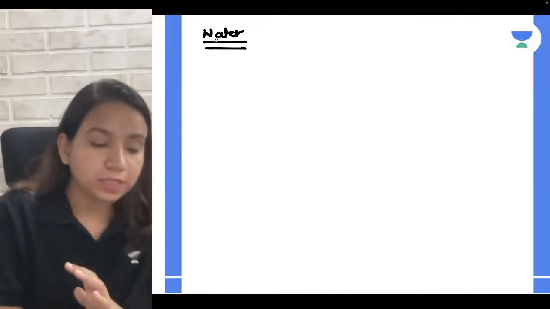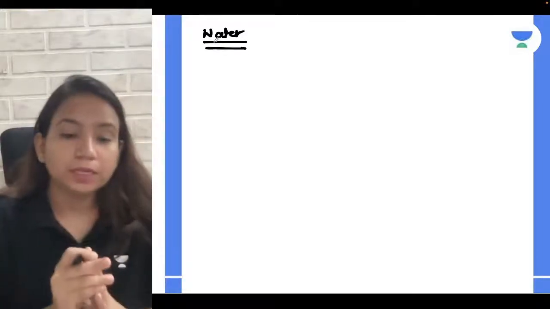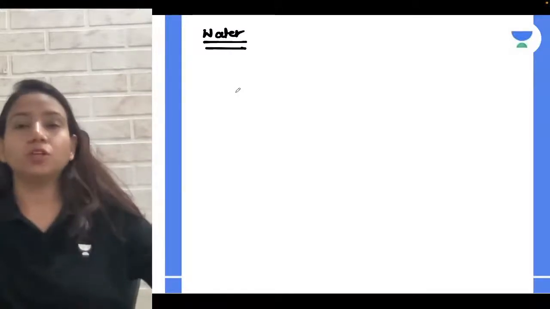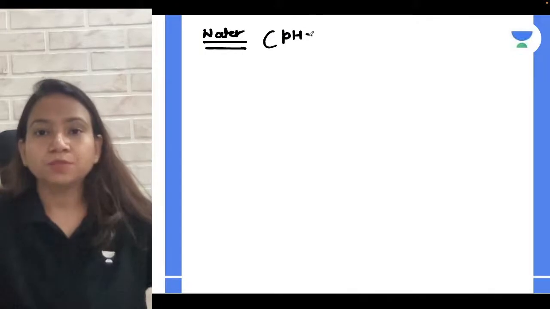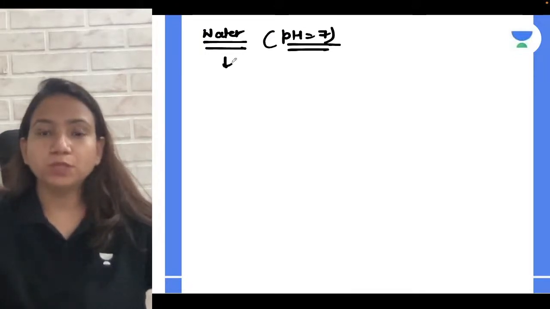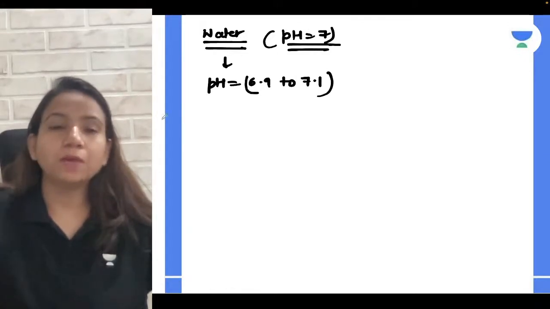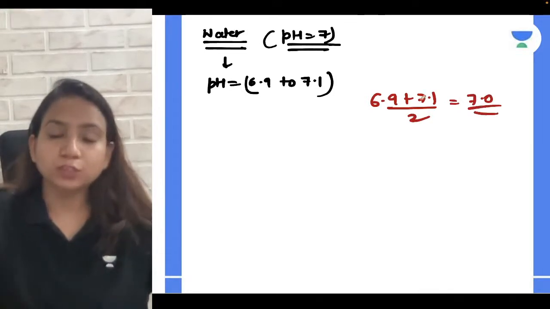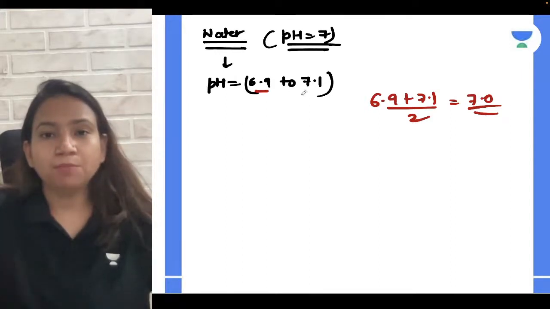So, the first thing: water is neutral, but it reacts with acid as well as base. What is the reason for it? The reason is that for water in general, the pH which we remember is 7, right? But actually the pH of water is found to be in a range of 6.9 to 7.1. When you take the average, 6.9 plus 7.1 divided by 2, you get 7 as the pH, which we consider neutral. But water can act as both, slightly acidic as well as slightly basic.